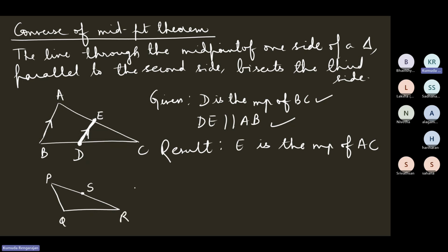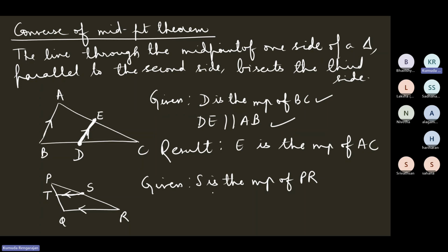Okay. Now say in this figure, we are given that S is the midpoint of PR. It's given. Then a line through S is parallel to the second side QR. This also is given. And the line through S, which is parallel to the second side QR, meets the third side at T, suppose.